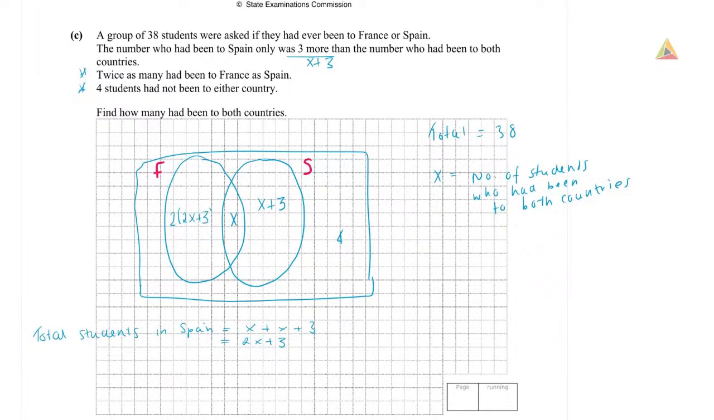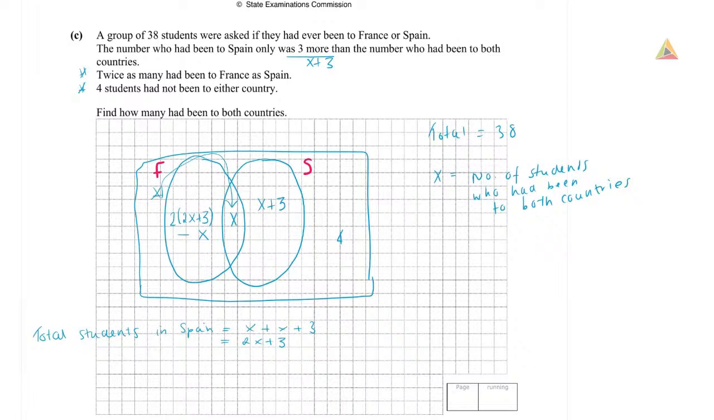Now this is really important. We need to take away the middle bit for this. It's going to be minus X, because we want to get the amount of students that were in France only. That's a really important part: when you're figuring out this part here, you need to take into account the middle part and take it away. So we can now generate an equation. We know that the total amount of students was 38.